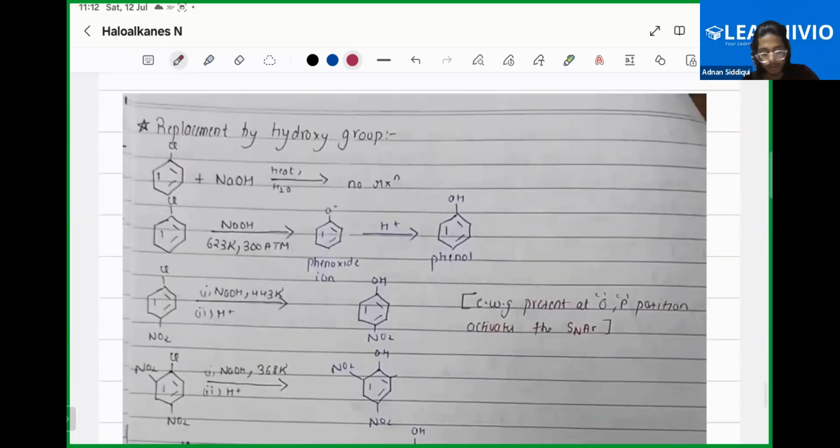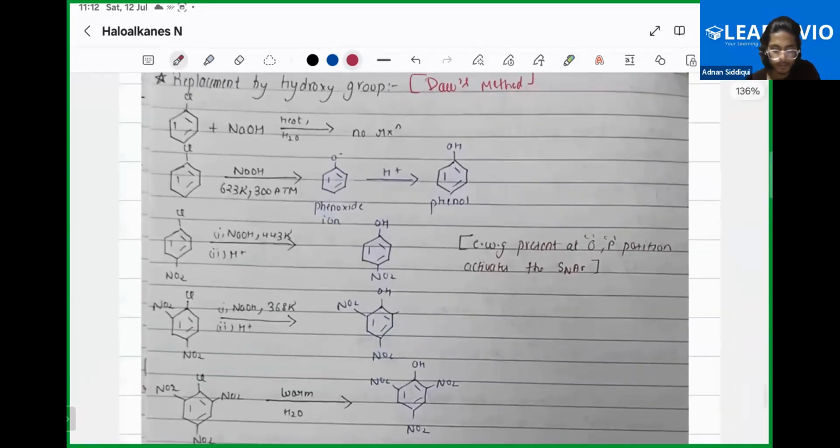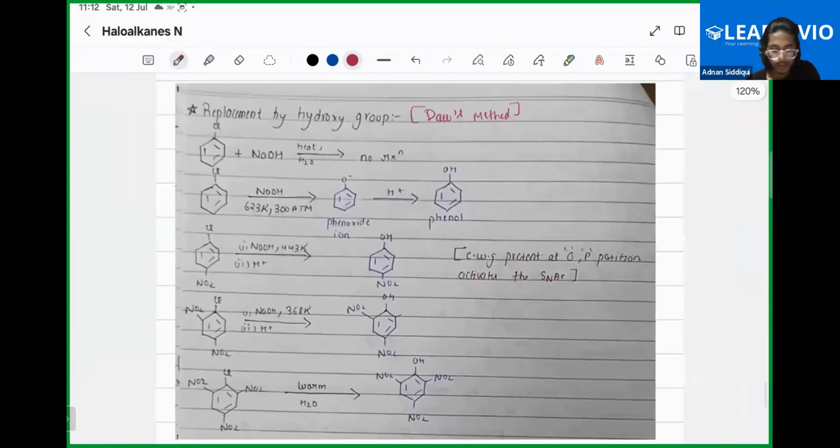Replacement of hydroxyl group. We call it Dow's method as well. You have to tell me, like I remember I told you this with so many examples. So what is happening here? We are basically introducing an electron withdrawing group. What is the electron withdrawing group doing? It is making my electron rich benzene ring into something poor so that the repulsion which was present there initially can be neglected or reduced.